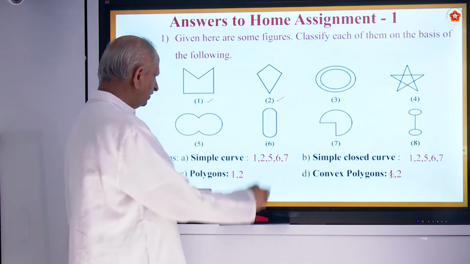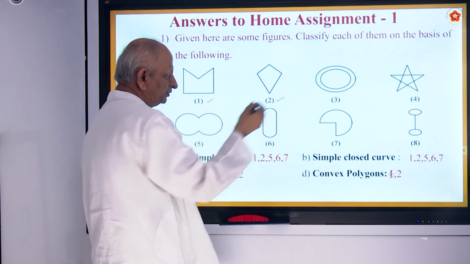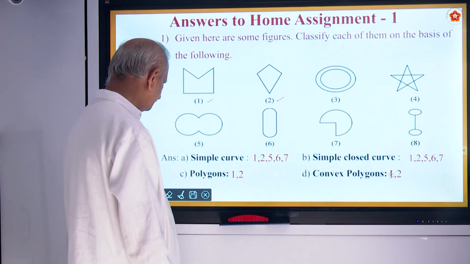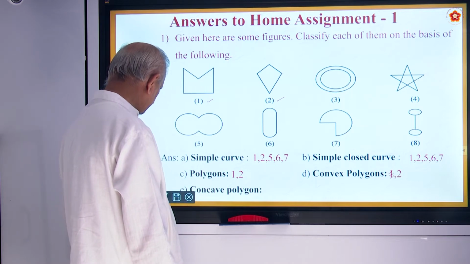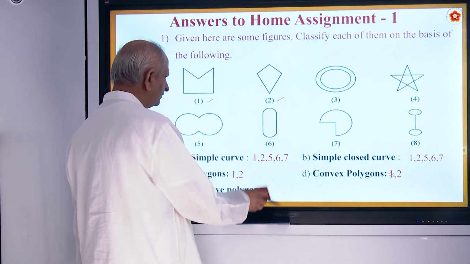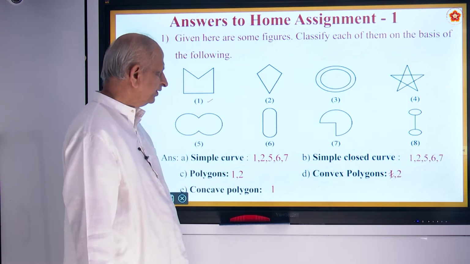And see, these are all not called polygons because they have got arcs. When the arcs are there, we can't call it polygons, only 2. And one more is concave polygon. Concave polygon is only 1. That is number 1. Number 1 is the concave polygon.